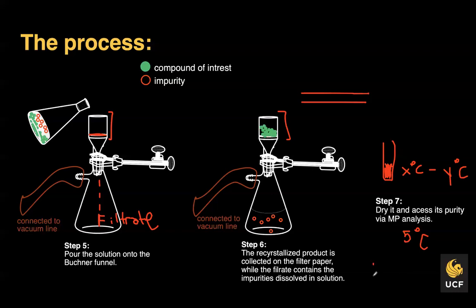Okay, so if our compound of interest has a melting point of 174 degrees Celsius, and we run the experiment and get a melting point between 165 and 172, then we could say that it's impure. But as long as it is within 5 degrees of 174, typically that indicates that it's pure.